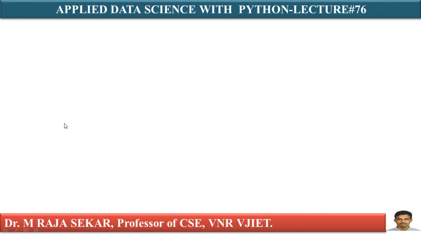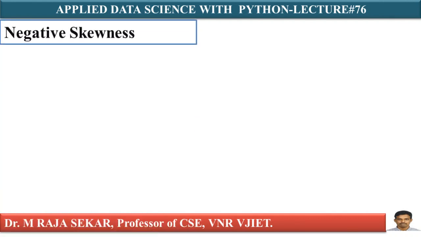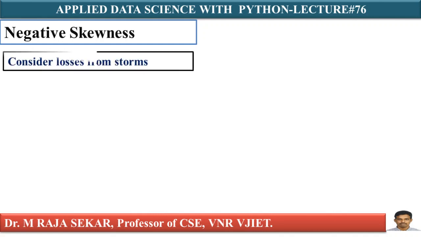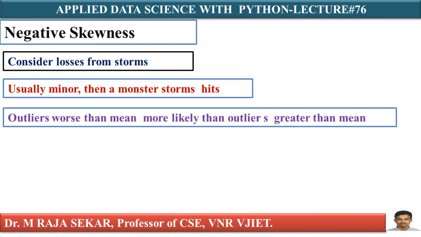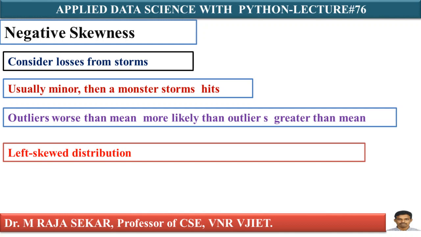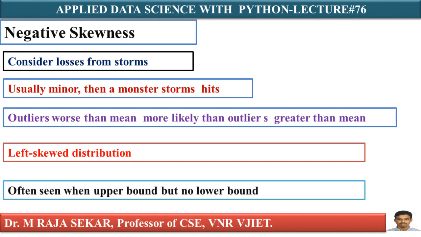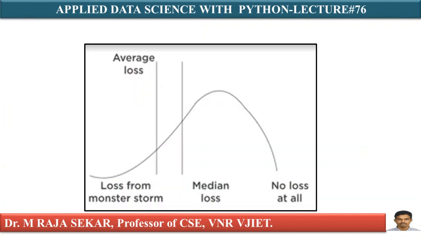Yes. Let's move on to an example of data that is negatively skewed. Consider losses from storms. I think this also you can understand. It is simple. Let me go through this in a faster manner, because it's a repetition. I already discussed the negatively skewed distribution in lecture number 73. I am just taking one more example. Here I am considering data related to storms, isn't it?